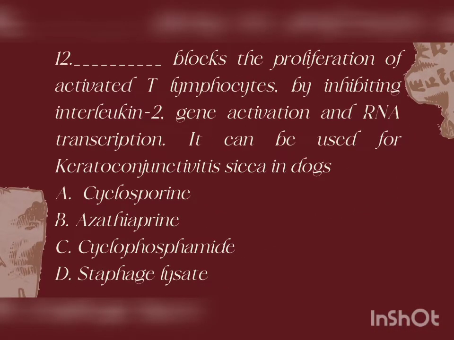Number 12. Blank blocks the proliferation of activated T lymphocytes by inhibiting interleukin 2, gene activation, and RNA transcription. It can be used for keratoconjunctivitis sicca in dogs. A. Cyclosporin. B. Azathioprine. C. Cyclophosphamide. And D. Staphage lysate.